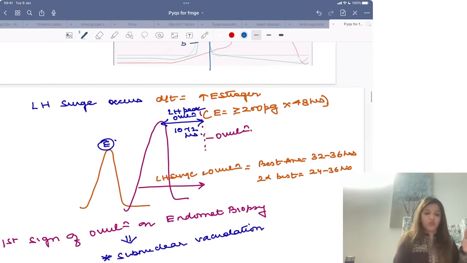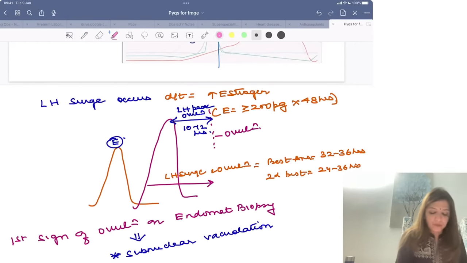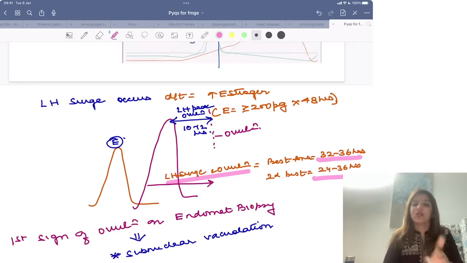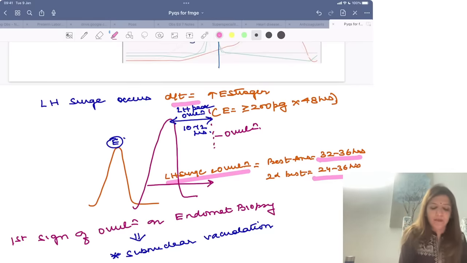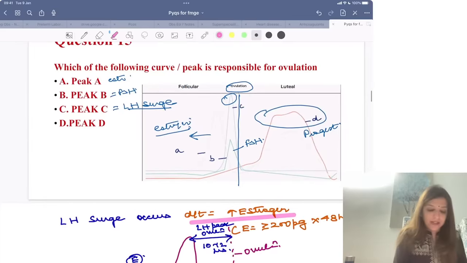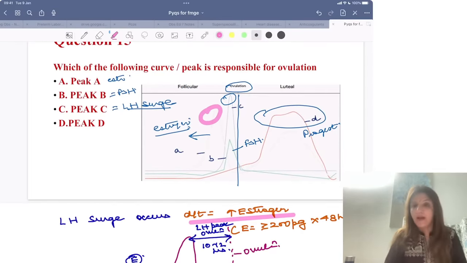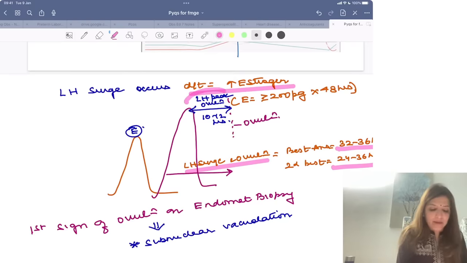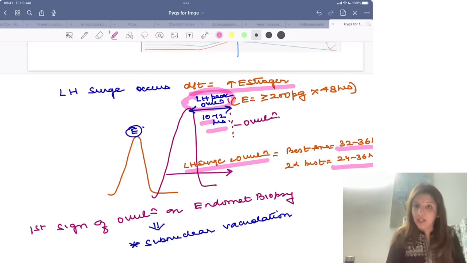Next very important question is, what is the time difference between LH surge and ovulation? Best answer is 32 to 36 hours. Second best answer is 24 to 36 hours, right? What is the time gap between LH surge and ovulation? 32 to 36 hours. Why does LH surge happen? LH surge happens due to increase in estrogen. Ye increased estrogen ki wajah se LH surge hua. Now, if they ask you what is the time gap between LH surge and ovulation, it is 32 to 36 hours. But if they ask you what is the time gap between LH peak and ovulation? It is 10 to 12 hours. Clear to all of you?